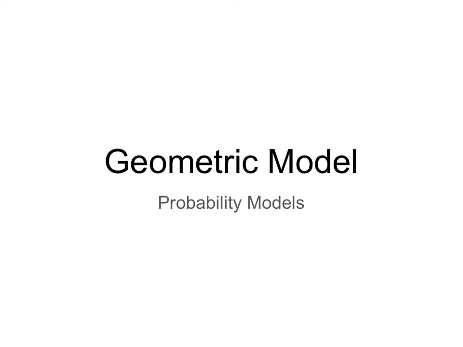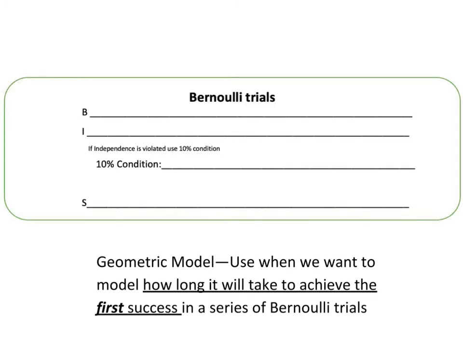In this lesson, we are going to look at a probability model known as the geometric model. There are three main things that have to be present in order for you to use a geometric model. It has to be an example of a Bernoulli trial, meaning your situation has to fit the following three conditions. It has to be binary, where you have a probability of a success and a failure.